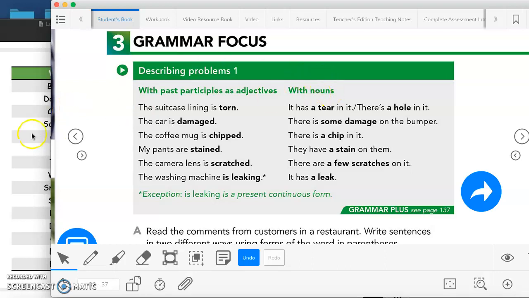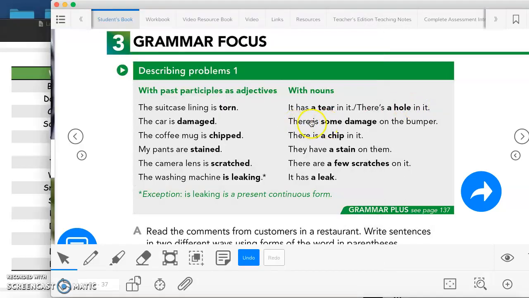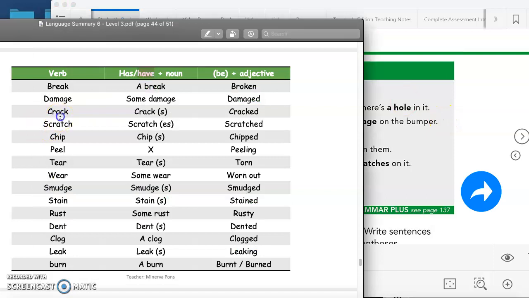If you're going to use it as a noun, as you can see in here, you can use has, have, or you can use there is or there are to make a sentence like this. There is some damage on the bumper. Let's say that we have this verb. We have the verb crack.